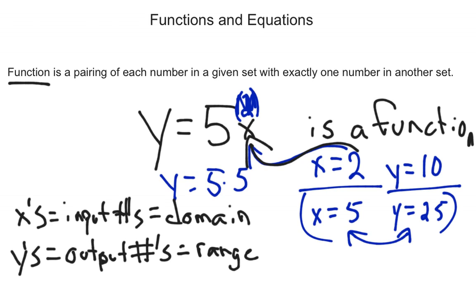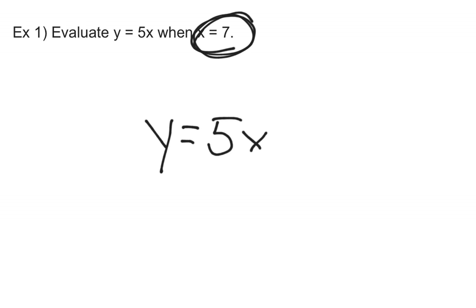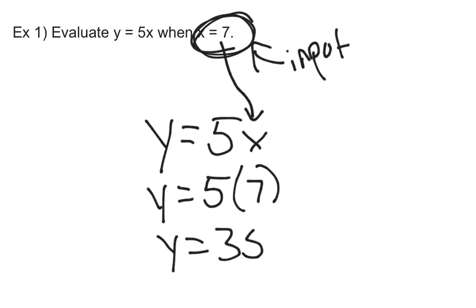Let's go ahead and do a couple of these problems. Example 1 says evaluate y equals 5x for x equals 7. So here's that same function, y equals 5x, and here's what they're telling us: x equals 7. We know that x's are my input numbers, so that number has to be put into the problem. When I plug it in, we get 5 times 7, which we can all figure out: y equals 35, and that's all they're asking us to do here.